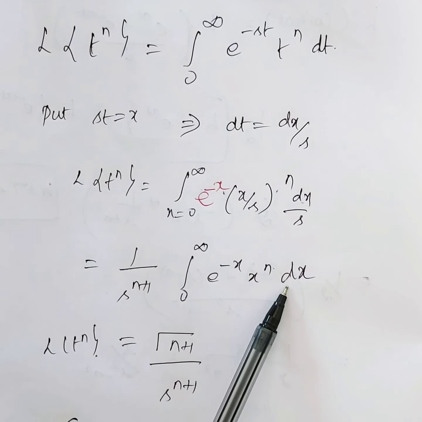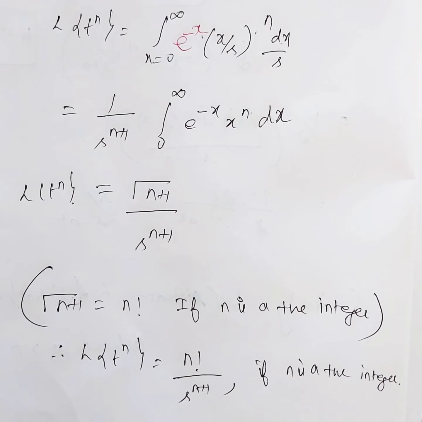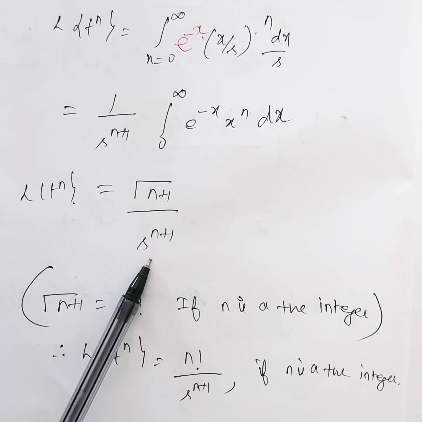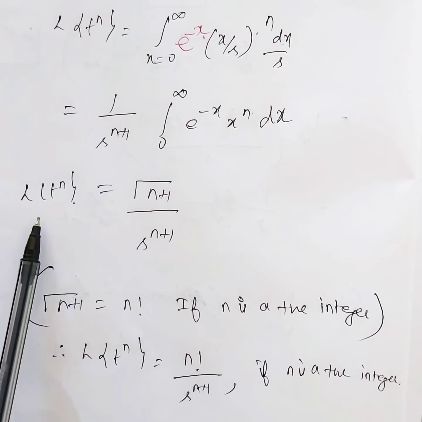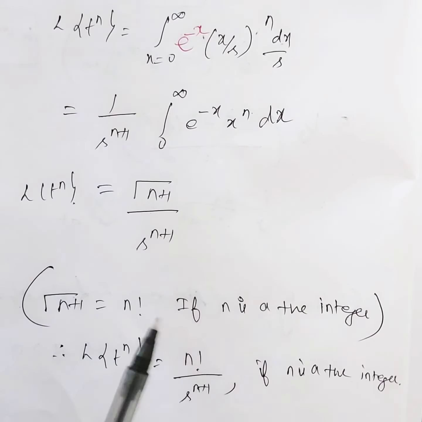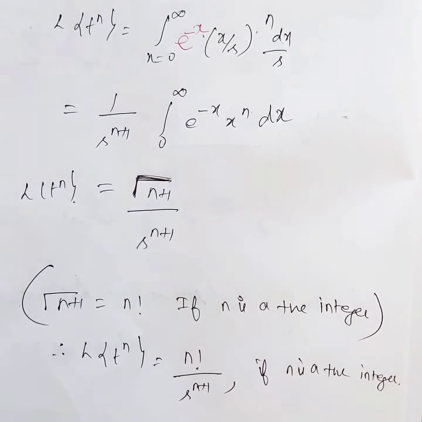And this is nothing but the gamma of n plus 1. Remember, you have studied the formula for gamma of n. Gamma of n is nothing but integral 0 to infinity e power minus x into x power n minus 1 dx. Since here it is n, we have gamma of n plus 1 in the numerator. So gamma of n plus 1 by s power n plus 1. It's just a formula. Whatever we have here is nothing but gamma of n plus 1. So hence Laplace of t power n is equal to gamma of n plus 1 by s power n plus 1. This is not root. We have to write like this. Just 2 lines. That's it.